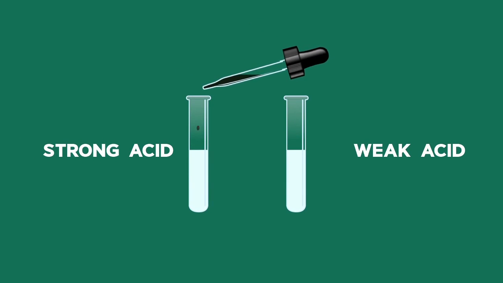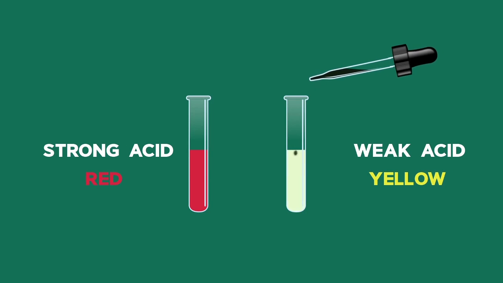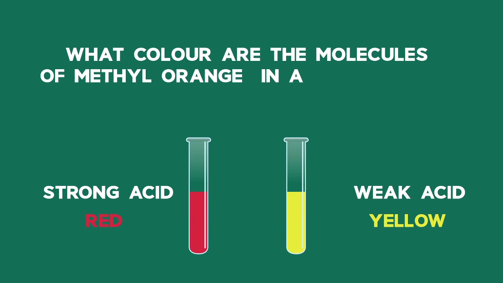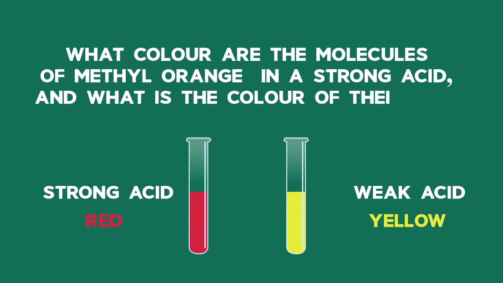Methyl orange is red in a strong acid and yellow when the pH is above 3.7. What color are the molecules of methyl orange in a strong acid? And what is the color of their ions?